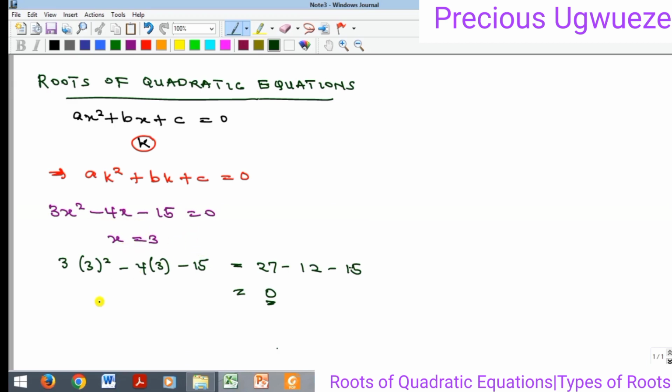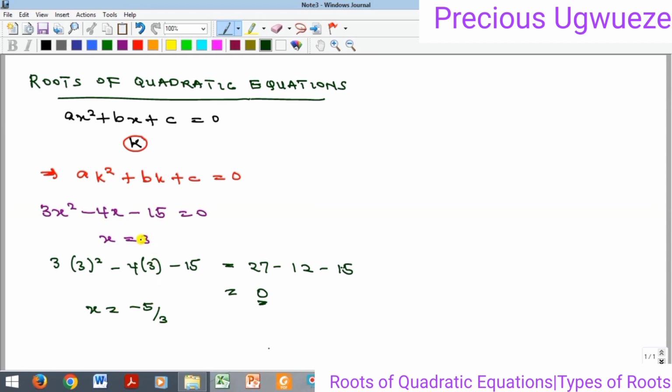And you can also check that x equal to minus 5 over 3 is also a solution, also a root of this quadratic equation. The next thing we're going to look at is the nature of roots. There are 3 different categories of roots that you can obtain from any quadratic equation you are given.